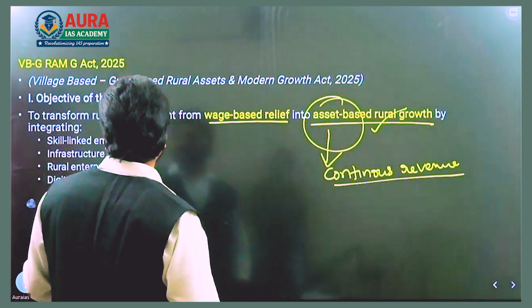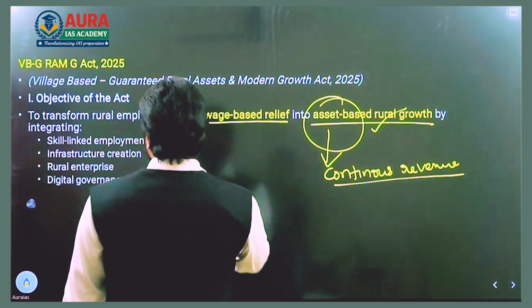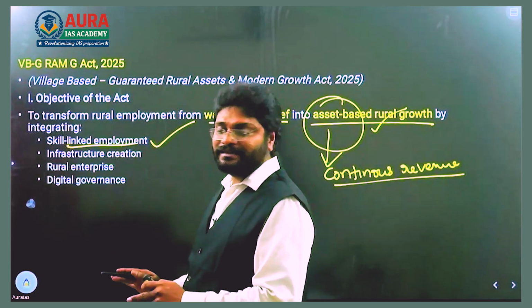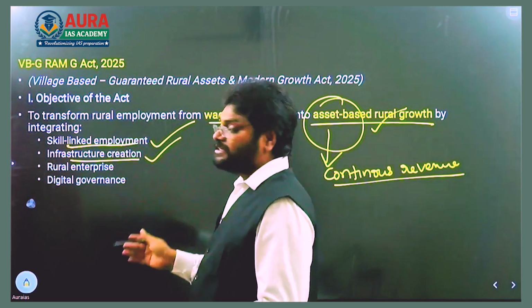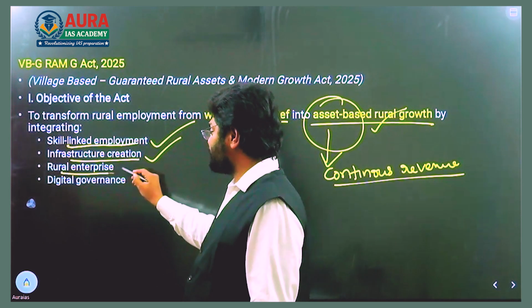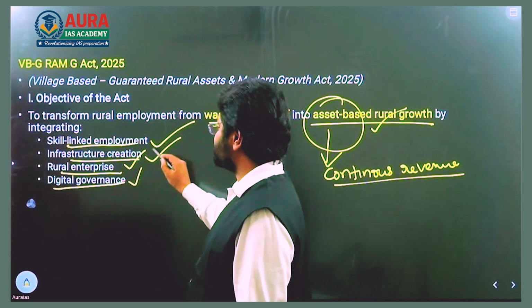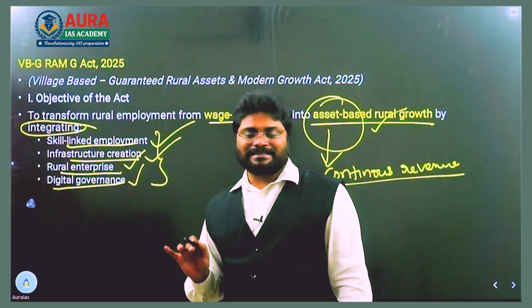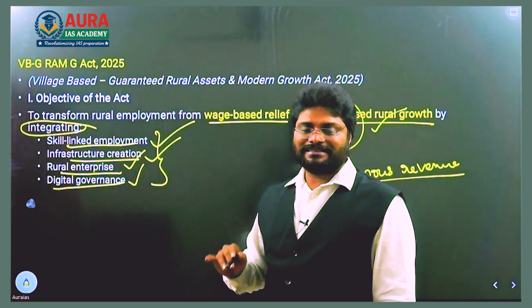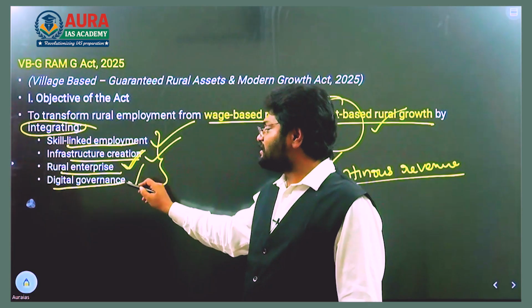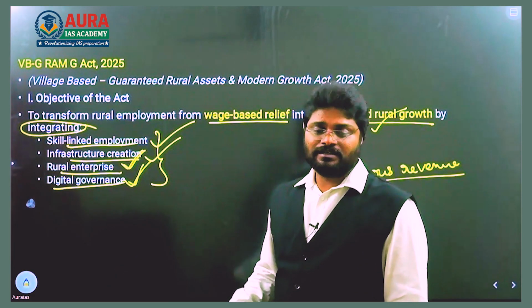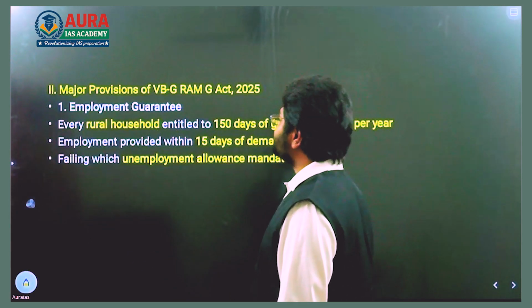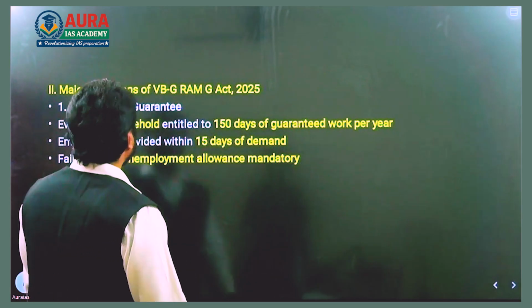While generating the assets, the employment must be skill-linked employment, and the asset must be infrastructure creation, related to rural enterprise, and also part of digital governance. So these are all the goals integrated. Skill-linked employment, infrastructure creation, rural enterprise and digital governance together are part of this VBG Ramji Act 2025. Next, the major provisions of this act. First, employment guarantee.